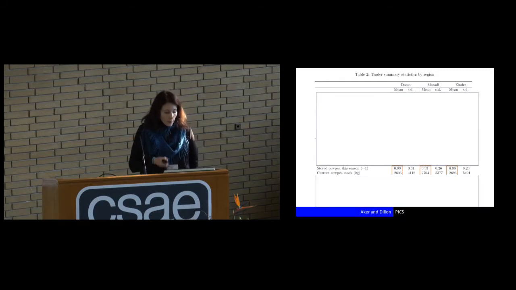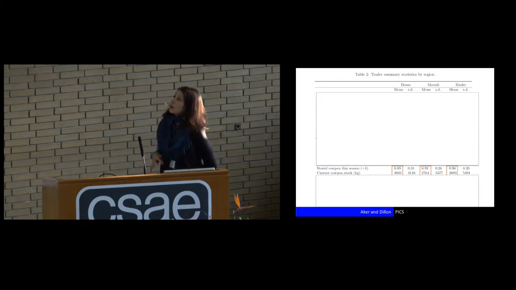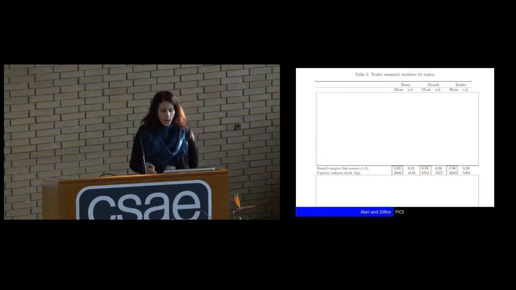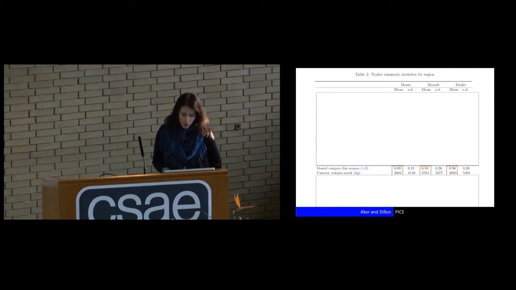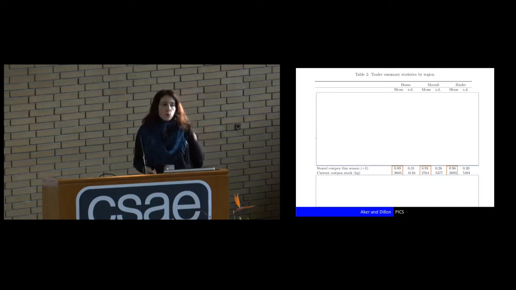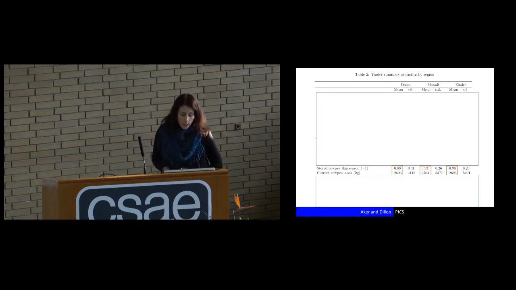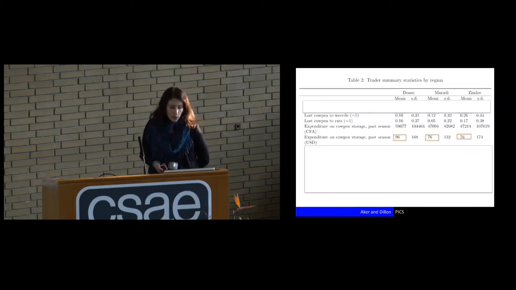And if we look at what's happening on the trader side of things, the traders with whom we were talking are primarily cowpea traders, but also some bag sellers. Well over 90% of them were storing, which is what we would expect, and they're storing about 2.5 metric tons, and it's similar across these three regions. So they obviously have demand for different types of storage technologies.